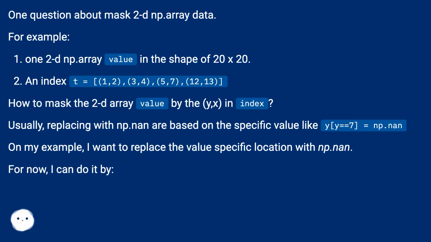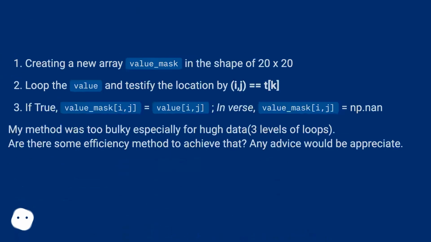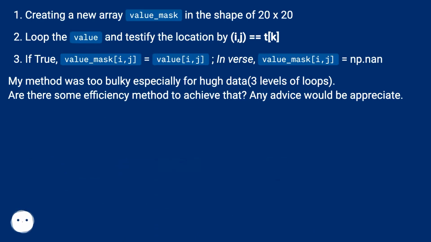Usually, replacing with np.nan is based on a specific value, like y equals 7 equals np.nan. In my example, I want to replace the value at a specific location with np.nan. For now, I can do it by creating a new array, value_mask, in the shape of 20 by 20, looping over the values and testing the location by i, j equals t, k. If true, value_mask[i, j] equals value[i, j], else value_mask[i, j] equals np.nan.